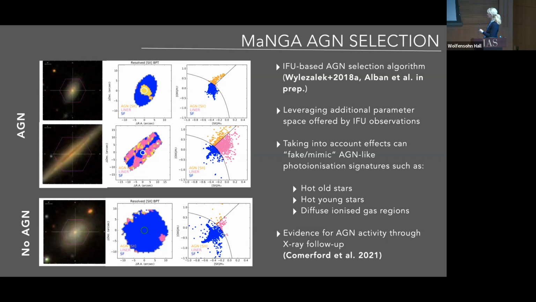And so what is quite interesting, this galaxy here, the yellow shaded region shows you all the pixels that are consistent with photoionization from an AGN. And the white circle shows you the size of the single fiber. So this is where all the spectral information of this galaxy came from prior to MaNGA. So we knew something about the galaxy based on this spatial region. And we would have selected it as an AGN.